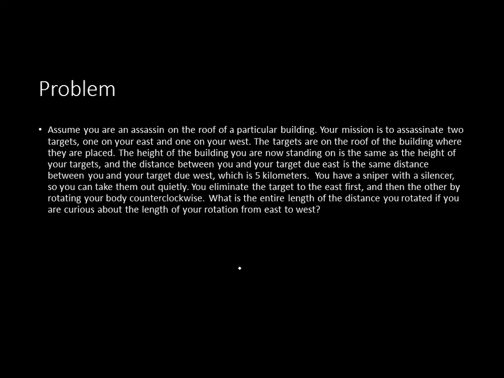Assume you are an assassin on the roof of a particular building. Your mission is to assassinate two targets, one on your east and one on your west. The targets are on the roof of the building where they are placed. Basically, they're on the rooftop, in other words. The height of the building you are now standing on is the same as the height of your targets. The distance between you and your target due east is the same distance between you and your target due west, which is 5 kilometers. You have a sniper with a silencer, so you can take them out quietly.